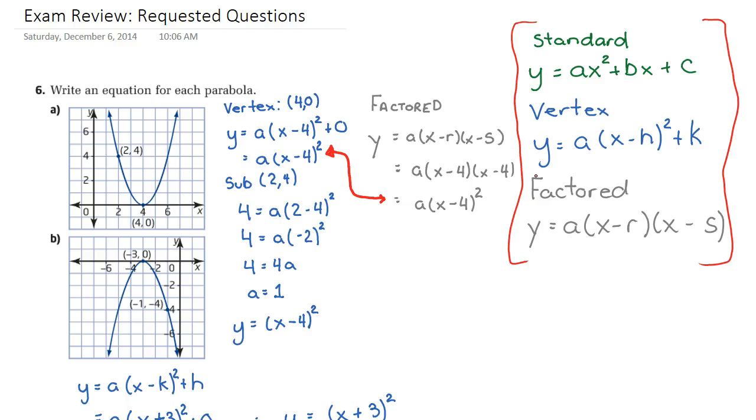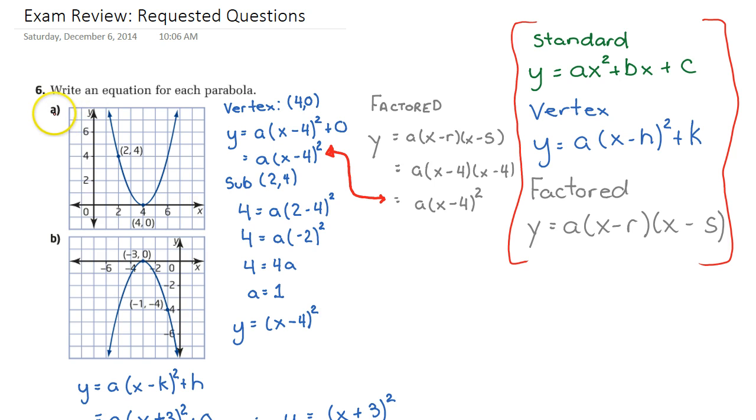So generally speaking, if we have the vertex, we're going to use vertex form. If we have the x-intercepts, we're going to use factored form. We typically don't use standard form to find the equation of a parabola, though we can if we wanted to.